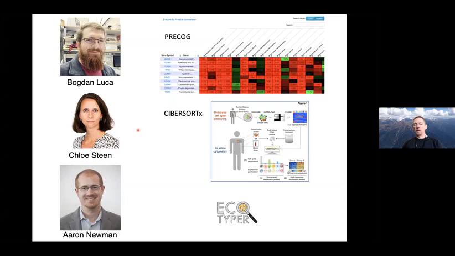Over the last couple of years, what's developed is CIBERSORTx, which is the ability to actually not just infer the fractions of different cell types in mixtures, but if you have enough data, you can at least partially reconstruct their gene expression profiles within the mixture. What we've been doing in the last couple of years is basically to extend CIBERSORTx together with integrating it with TCGA and PRECOG to develop a new tool called EcoTyper, which is what I'm going to tell you about today.